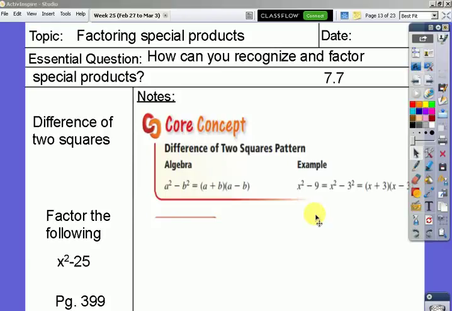Alright, so today we're looking at factoring special products. When we were looking at multiplying binomials, we had special binomials that we were paying attention to. So for example, we looked at something like the following. We said that if we have something like x plus 9 times x minus 9, what would happen to those middle terms when we distributed?